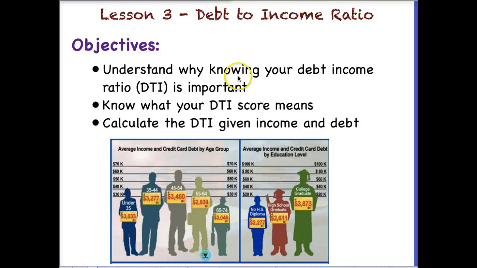Okay, so let's go back to our objectives and make sure that we are clear on our objectives for this lesson. So hopefully now you understand why knowing your debt income ratio is important, and now you know what the debt to income score actually means and what it means for you in securing that mortgage. And finally, you can now calculate the DTI given monthly income and monthly debt.